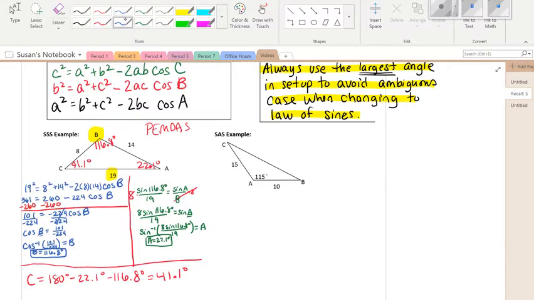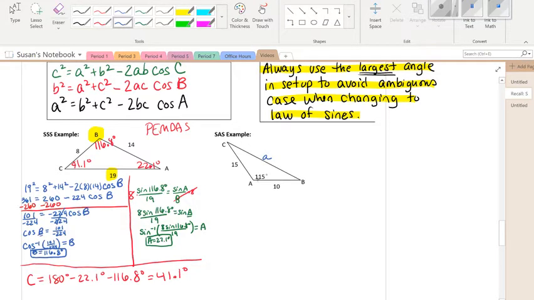For the next triangle, we have angle A, we have side B and side C. So that's a side, angle, side example. So the first thing we can solve for would be side A.